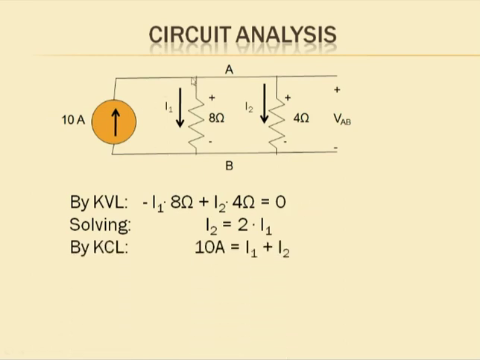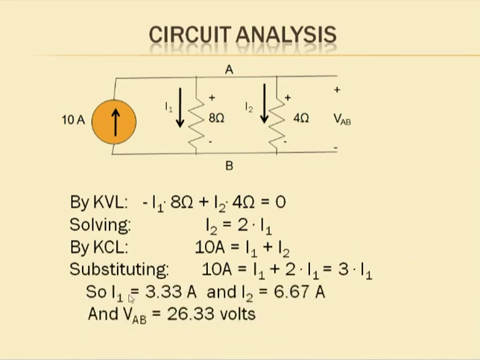The third one is, if I am applying the KCL at node A, then 10 is the incoming current, I1 and I2 are the outgoing currents. So I can say that the incoming current should be equal to the outgoing current. That's why 10 is equal to I1 plus I2. Substituting I2 is equal to 2I1 in this equation, you can say that I am having I1 is equal to 3.33 ampere and I2 is equal to 6.67 ampere.